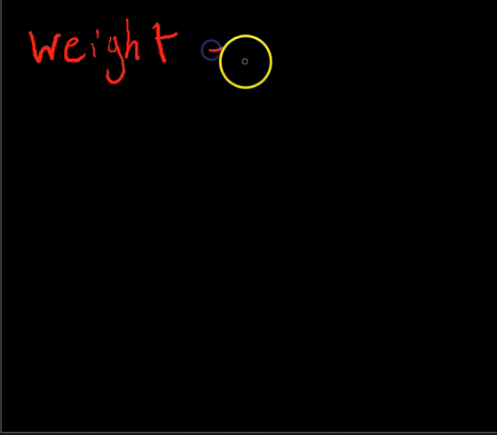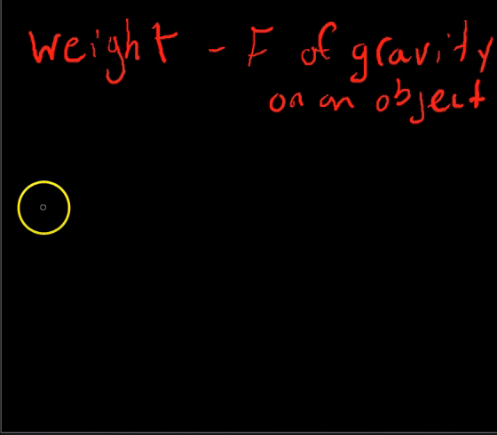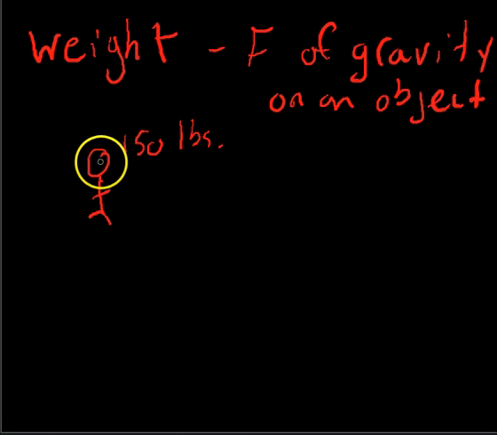So weight is another way of saying the force of gravity on an object. Force of gravity on an object. Okay, so I weigh 150 pounds, alright? So with me, 150 pounds, right? Now, really, what I'm saying when I say I weigh 150 pounds is that gravity pushes down on me with a force equal to 150 pounds, okay?